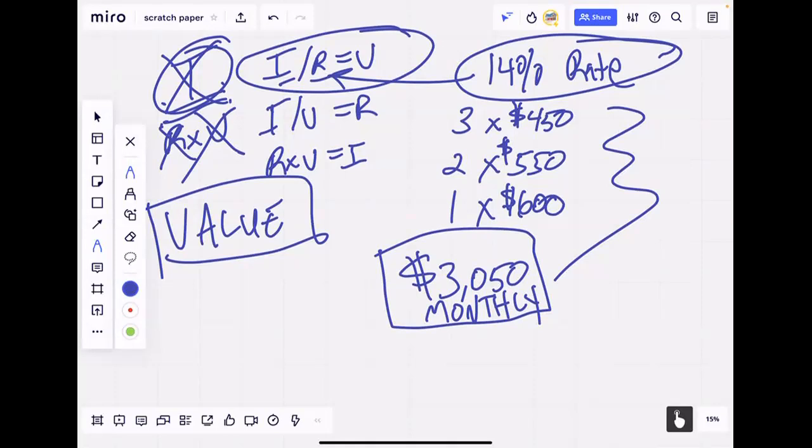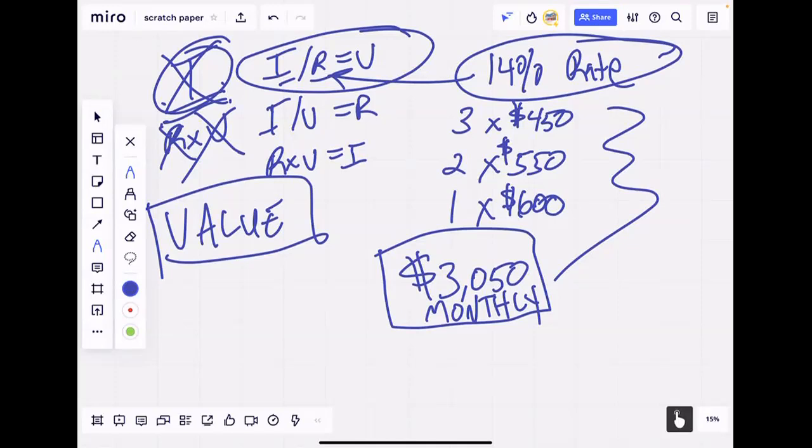So I do need to multiply by 12 then to find his income, right? So 3,050 times 12 gives me 36,600. That is the annual income. And then I'm going to take that and divide by 0.14. And I get $261,428. Do you see how?